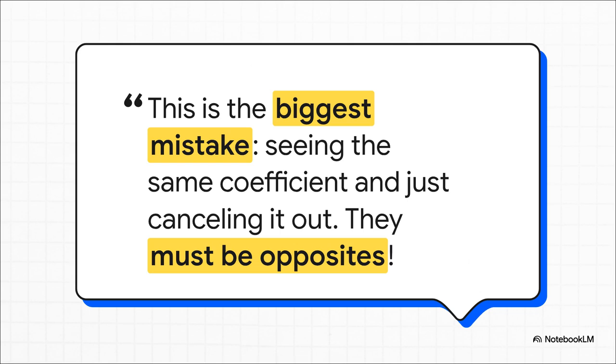And this right here brings us to the single biggest mistake people make with this method. You can't just cancel out terms because they have the same number, like two positive 6s. They have to be opposites, one positive, one negative. That is the only way they'll add up to 0 and disappear.